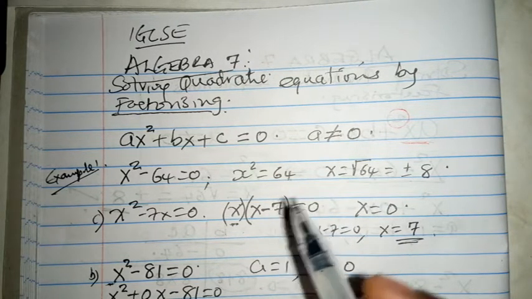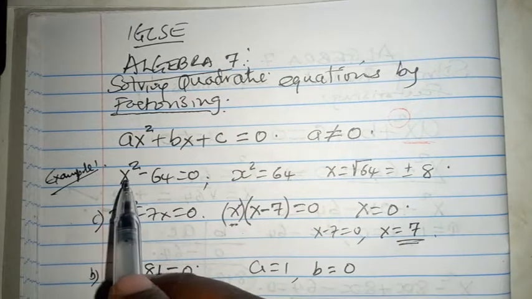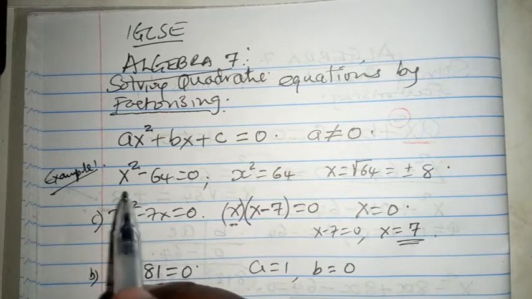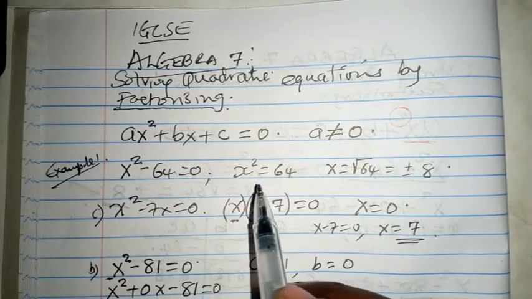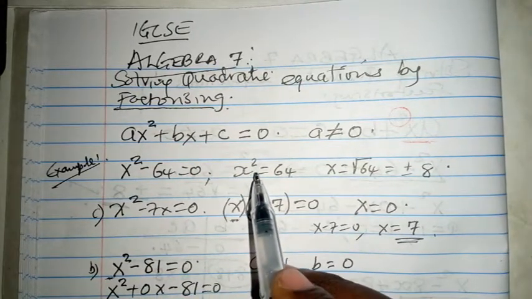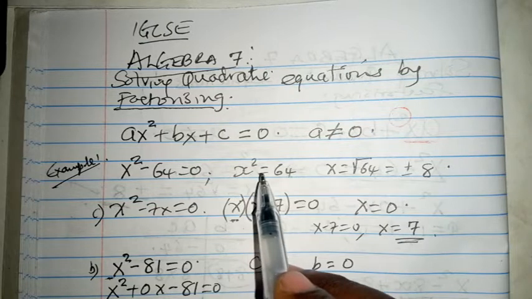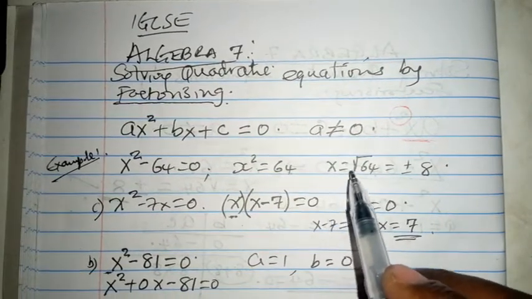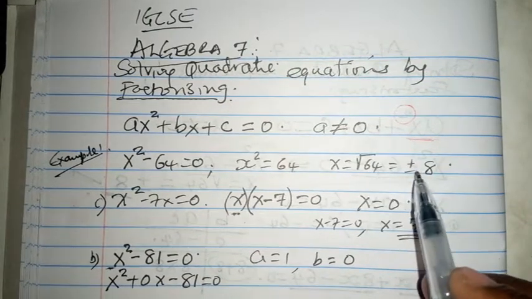And for example, if you have x squared minus 64 being equal to 0, there is nothing common here, so straightforward. You will be expected to say x squared is equal to 64, and therefore x is the square root of 64, which is plus or minus 8.